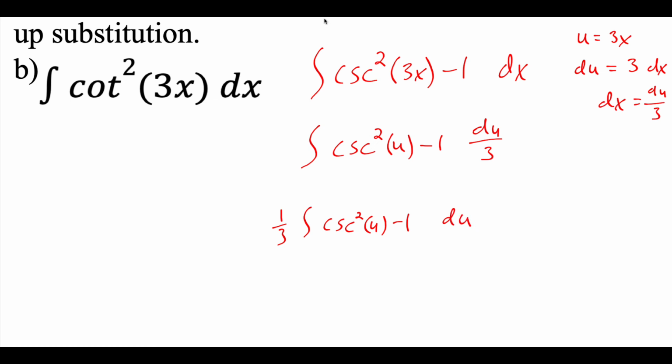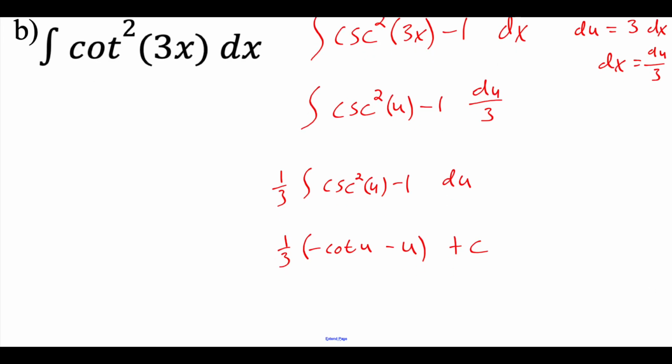Now we're going to do the actual integration. So we'll have 1/3. Now cosecant squared is going to integrate into negative cotangent of u. And then this 1, we'll have to put a variable on that. So that's going to turn into a minus u. And then we'll have to put our plus c on the back end. Now remember, u wasn't our variable, x was, so we're going to get rid of the u in here and replace it with the 3x that we knew that u was equal to. So this will say 1/3 times negative cotangent of 3x minus 3x plus c.